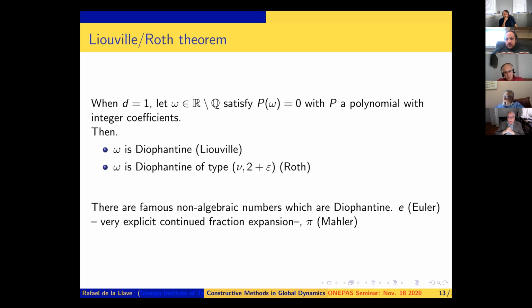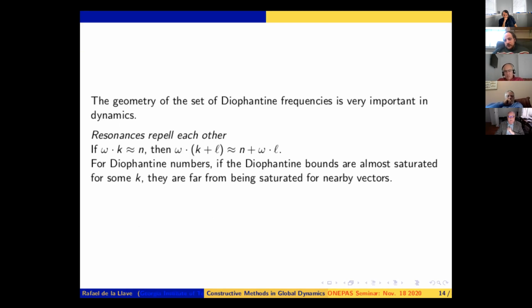Euler's e is a Diophantine number with a very good Diophantine condition, and then pi is also a Diophantine number. The exponent was proved in the 40s by Mahler, and then the optimal exponent doesn't seem to be known. I mean, people keep on improving it, and I think that the record now is around 7 or so. This tau is more or less the things over here.